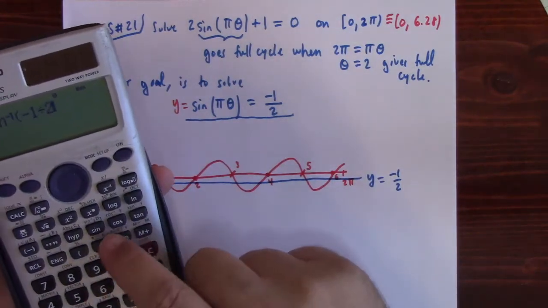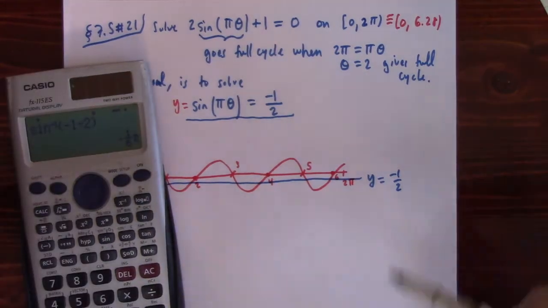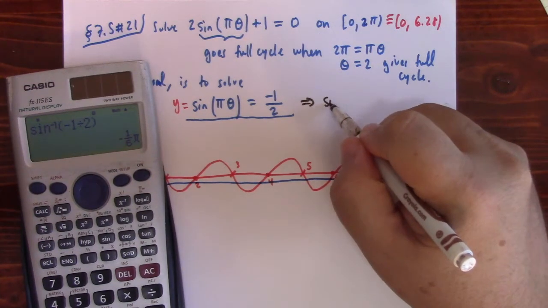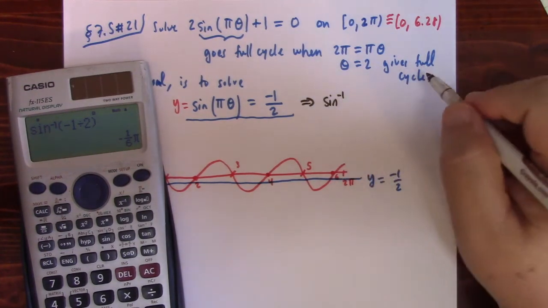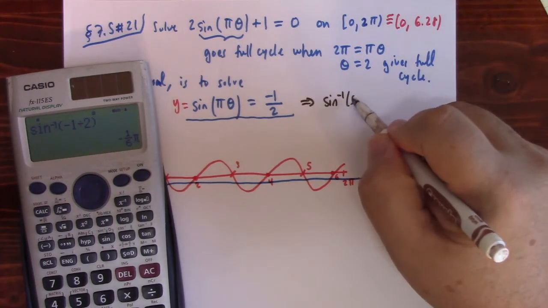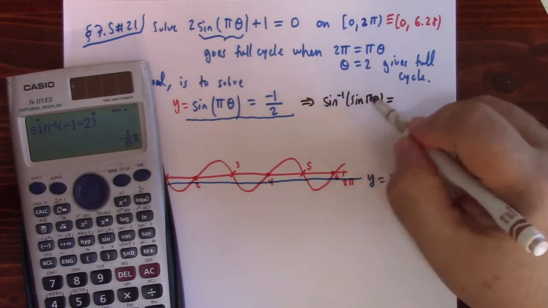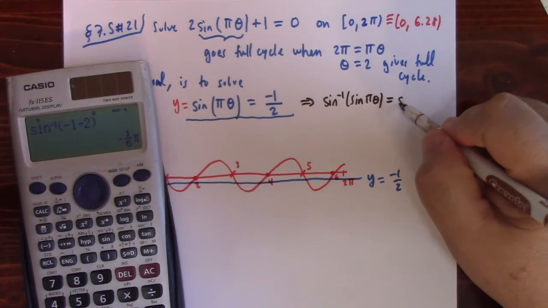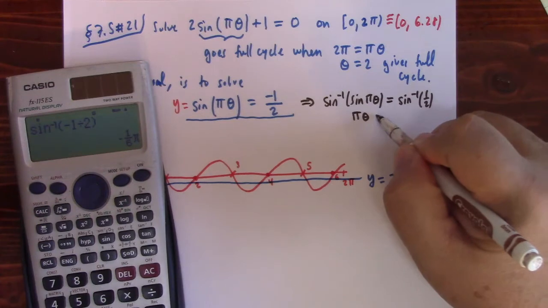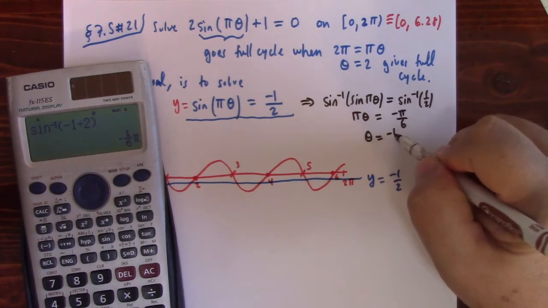Minus 1 divided by 2, what does it give us? So this tells us that sine inverse of, now I've got to be careful with this, right? Sine inverse of sine of pi theta. Don't be tricked here. This whole thing gives us pi theta, not theta. So beware of that. So this gives us pi theta equals minus pi over 6. So this gives us the solution theta equals minus 1/6.